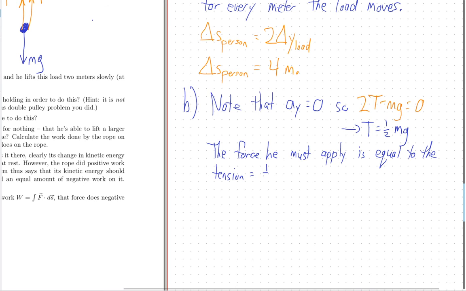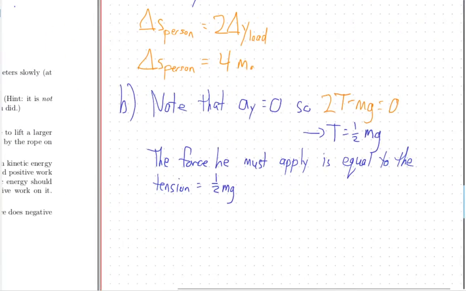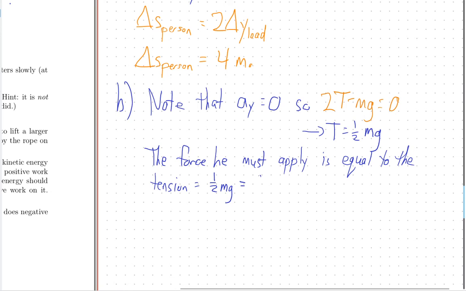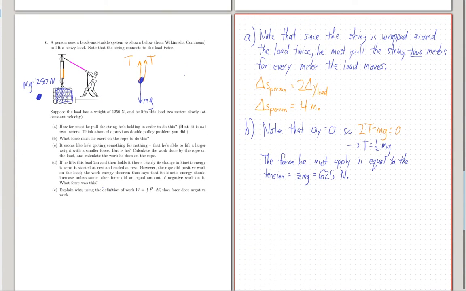Which is equal to 1/2 mg. So mg here is 1250 newtons, so that is 625 newtons. So this is the essence of mechanical advantage. He only has to pull with 625 newtons to lift something that weighs twice as much.